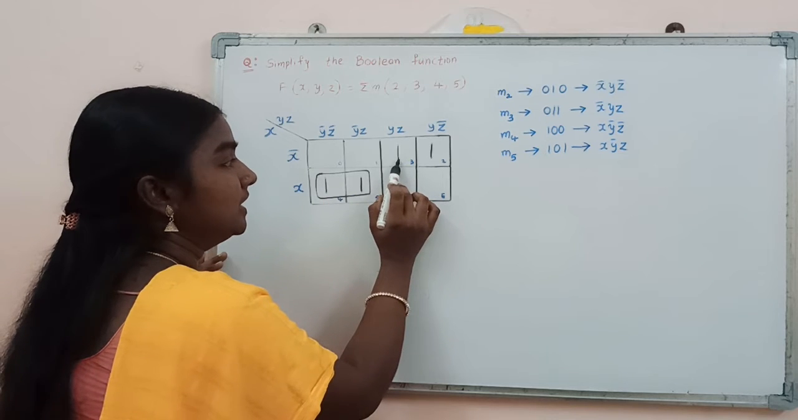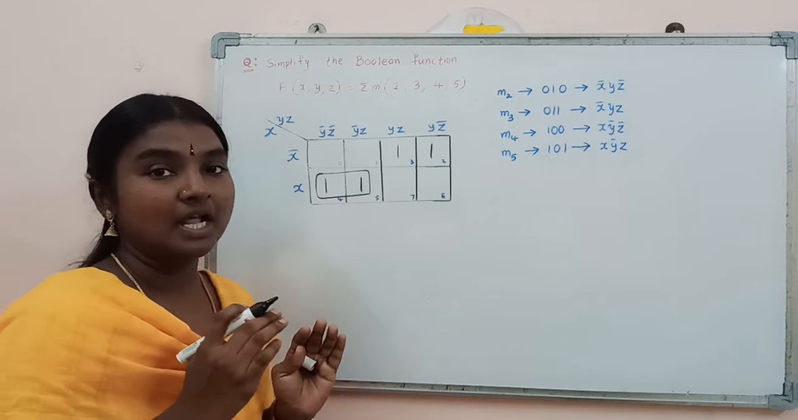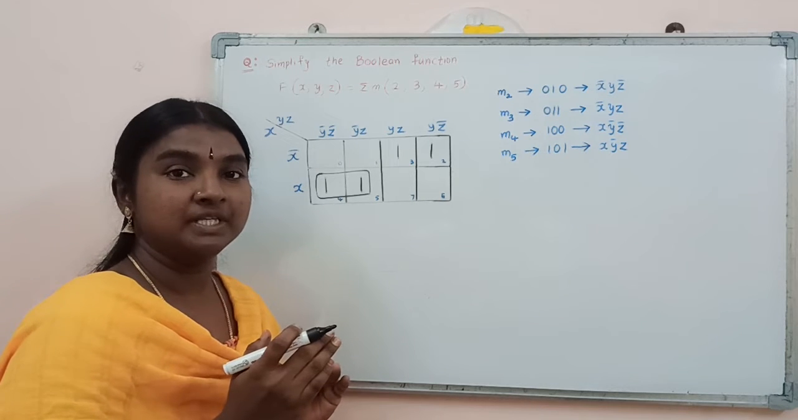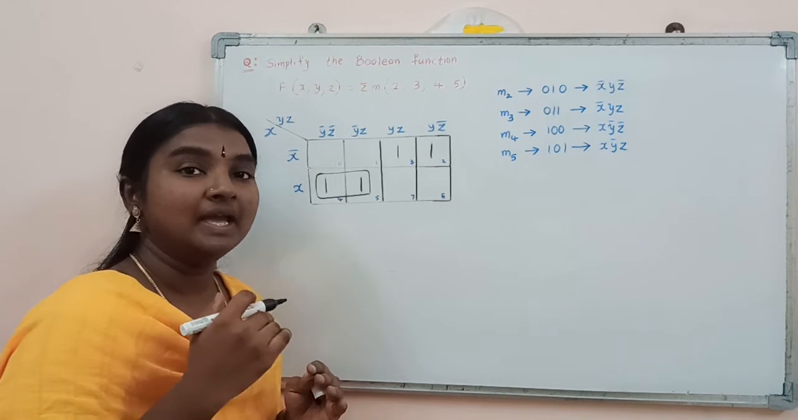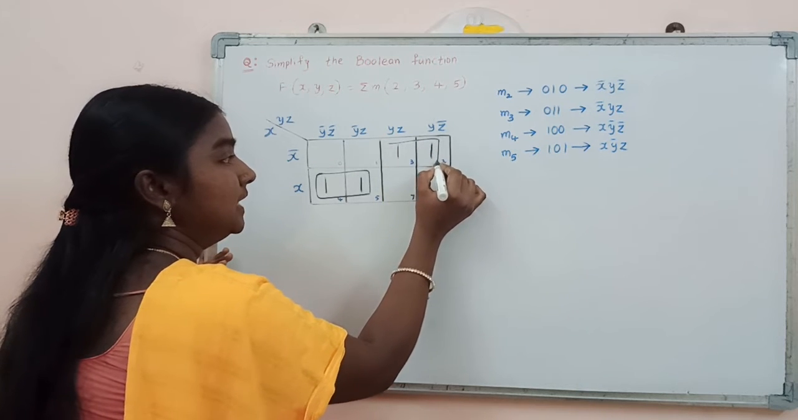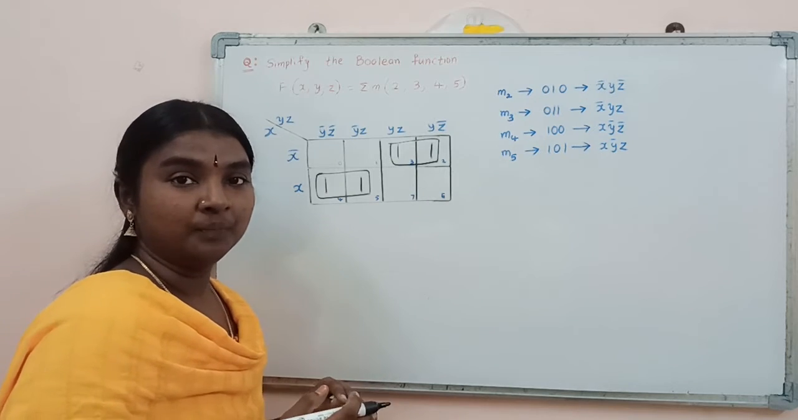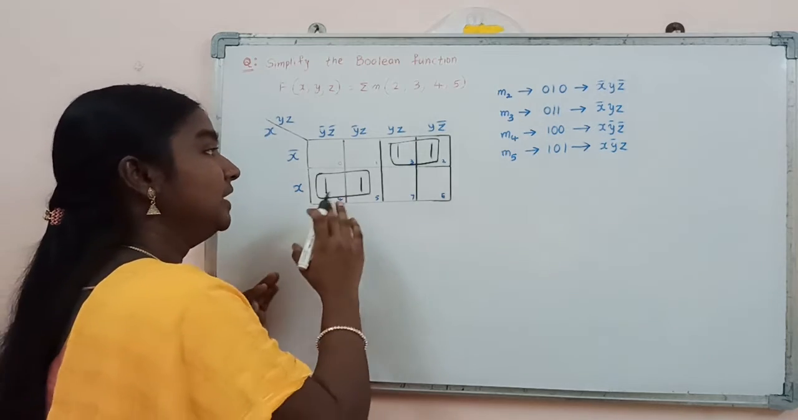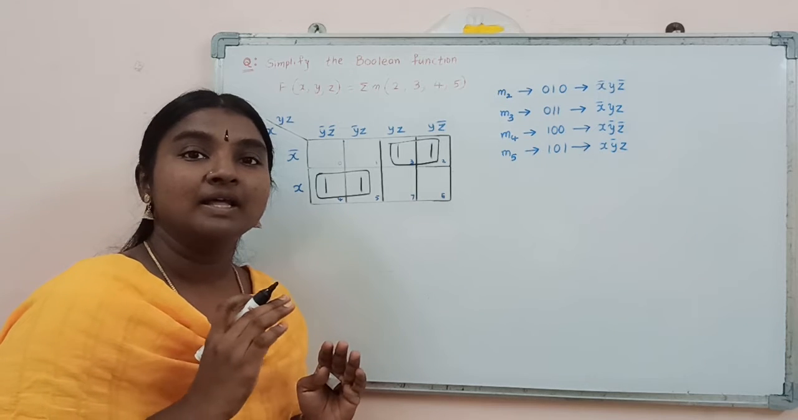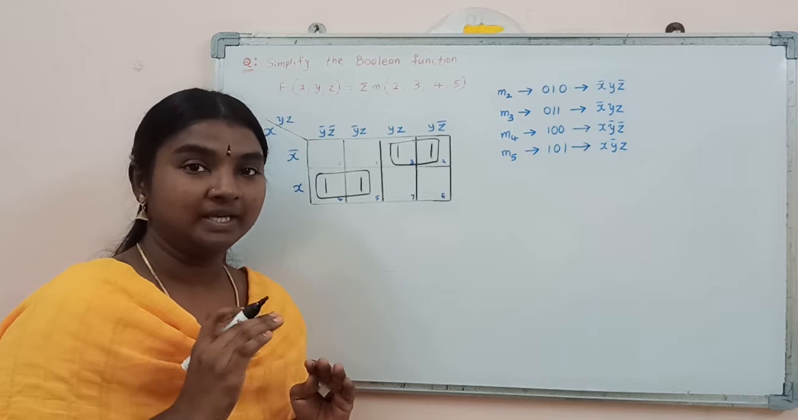And coming to the m3 minterm and m2 minterm, they are also adjacent to each other. Then we can make another group here. So by combining the m3 and m2 minterms, we are making another group. In this format, we need to combine the adjacent ones in this three-variable K-map.